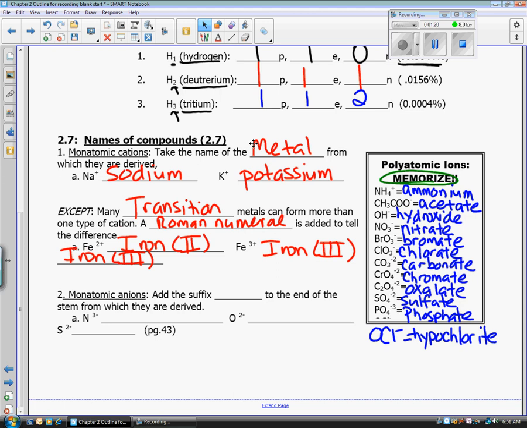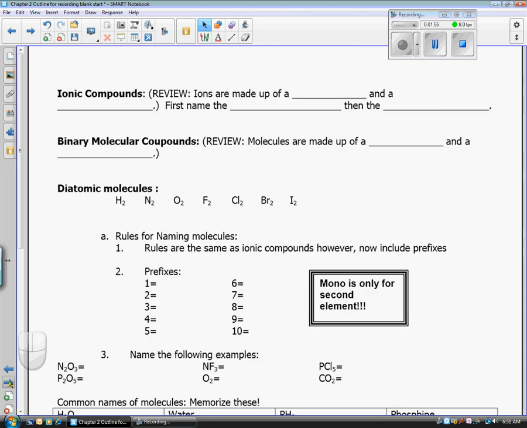Monatomic anions, so negative charged ones that are one atom. The difference is you're not just going to say the word. You're going to add the suffix I, D, E to the end of the word. So here we have nitrogen. So we're going to take the stem, nitr, add IDE, so it's nitride. Oxygen is going to be oxide. And sulfur is going to be sulfide. You can see this on page 43 if you need more information on it. That's why when we have sodium and chlorine together, we get sodium chloride, right?